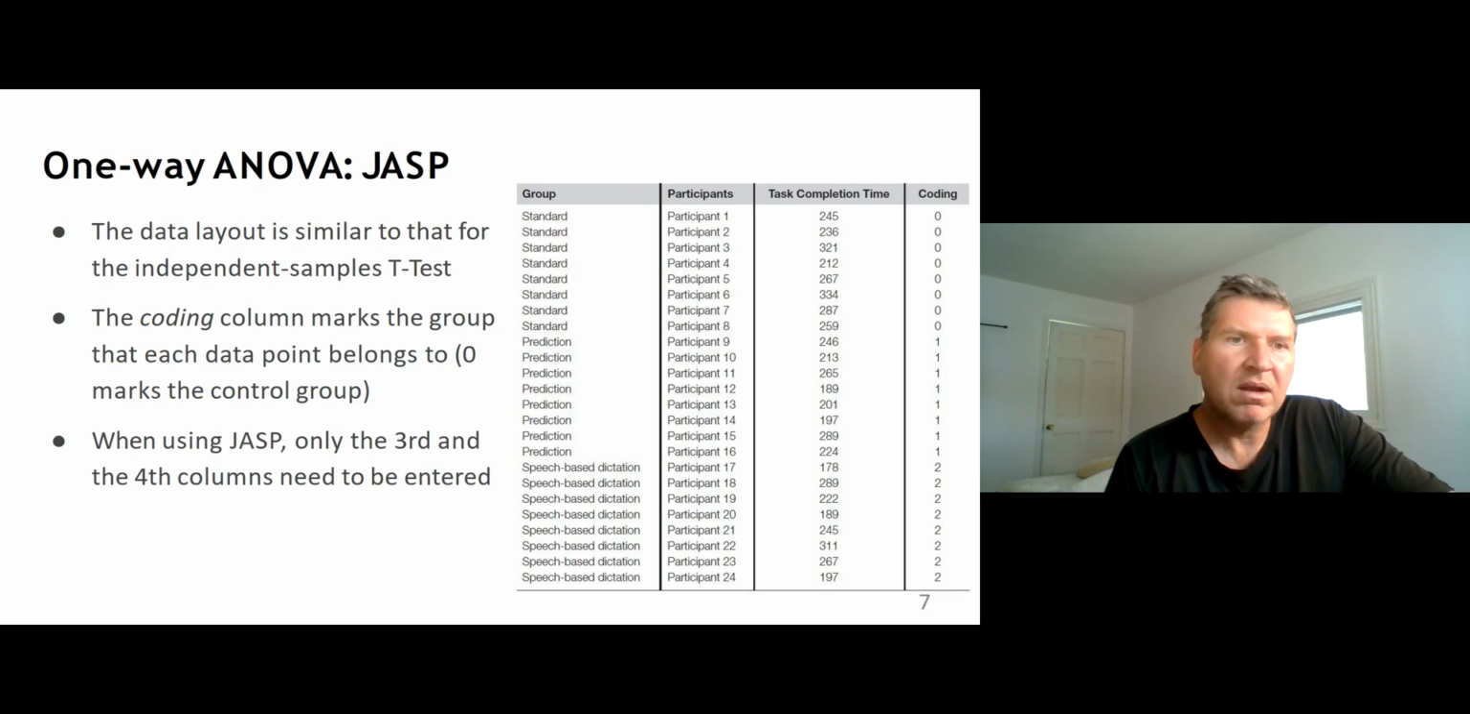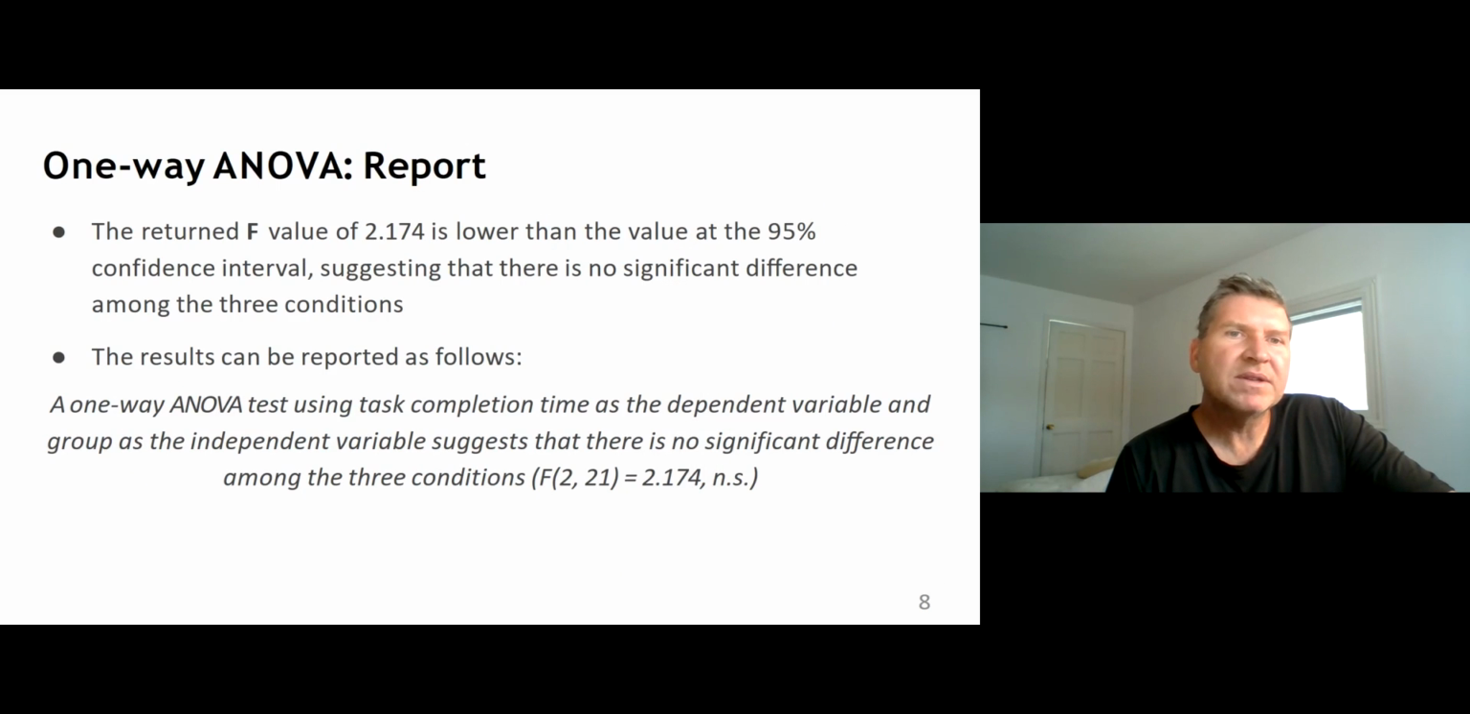So the only important columns in JASP are the third and fourth. So the returned F value we find is 2.174, and that's lower than the value at the 95% confidence interval. Okay, so if the F statistic is less than the statistic at the confidence interval, we cannot reject the null hypothesis. So it doesn't meet the threshold we want. So we conclude that there's no significant difference among these three conditions.